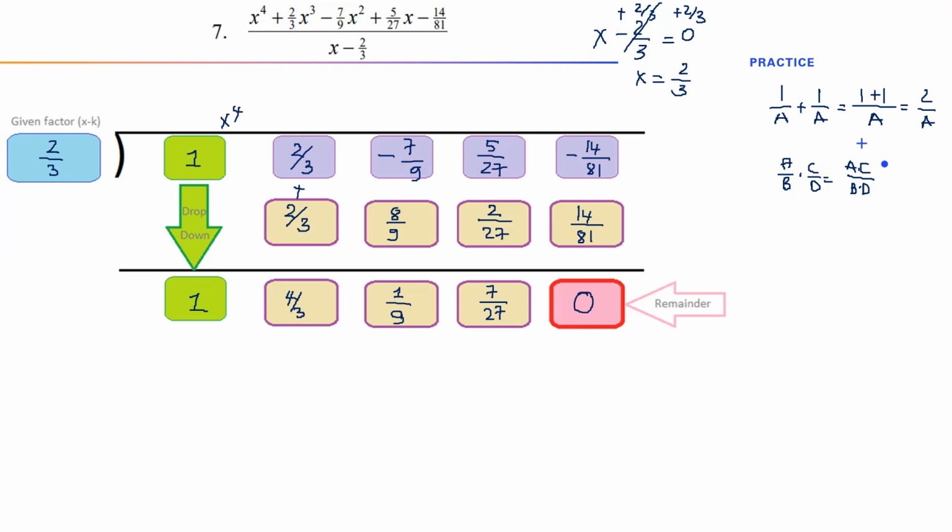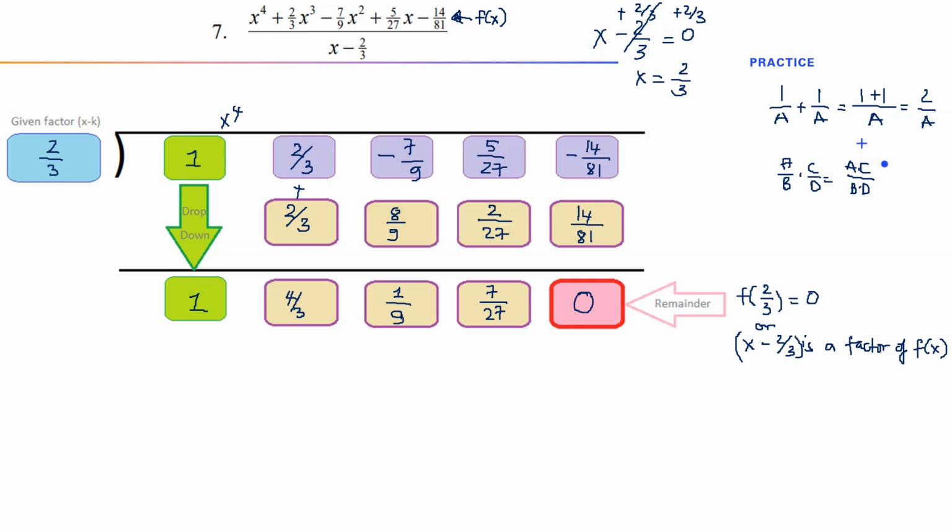Now what can we say? We will say f of 2 over 3 is equal to 0, or x minus 2 over 3 is a factor of f. And what is f of x? f of x is the numerator here. Alright, only the top.